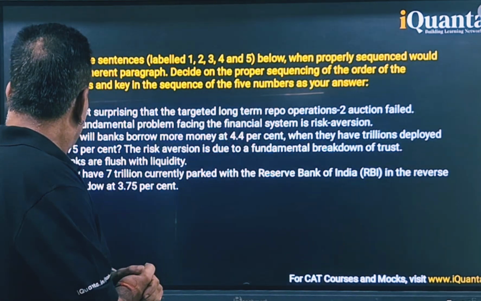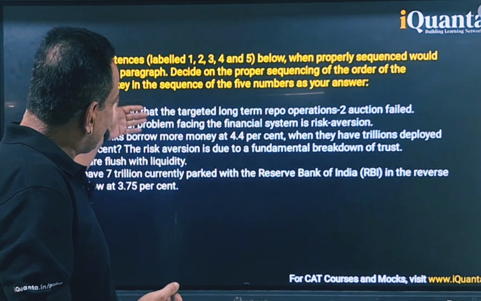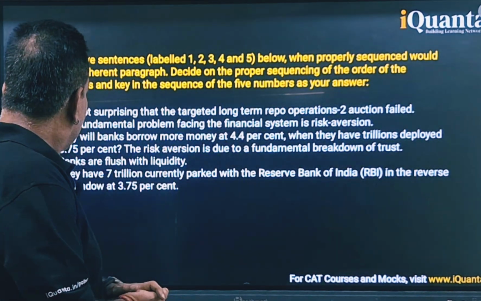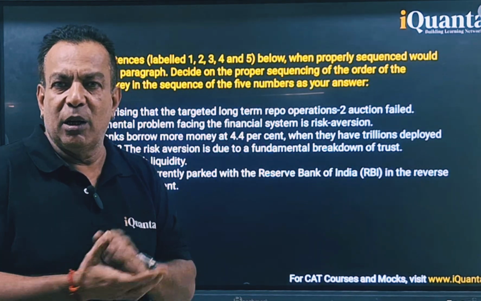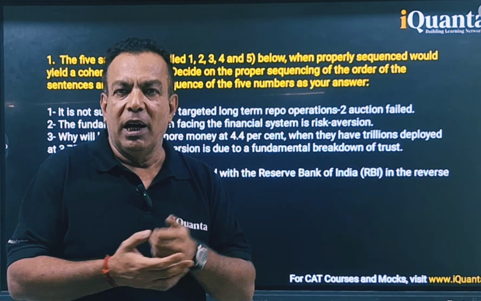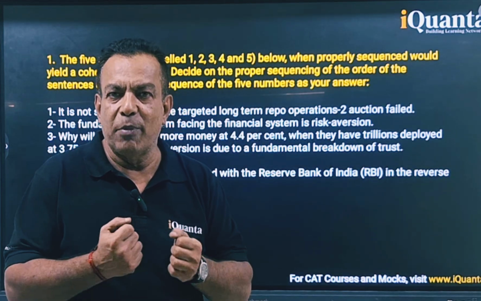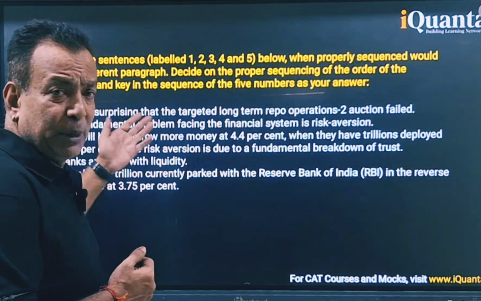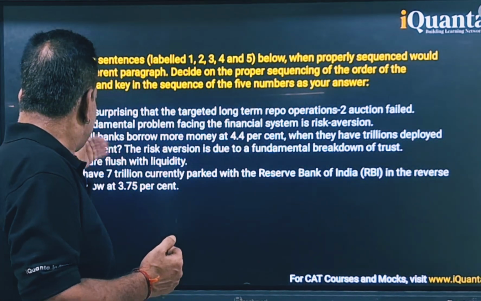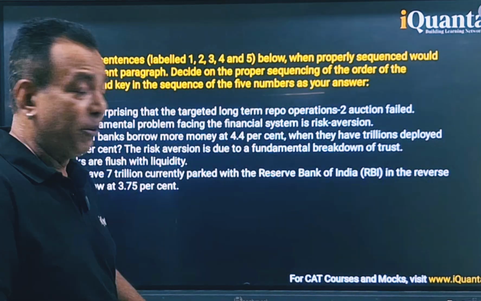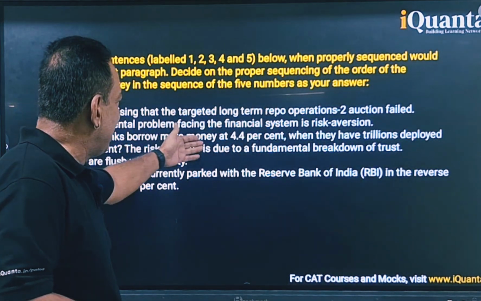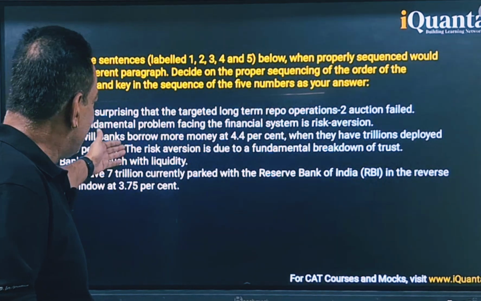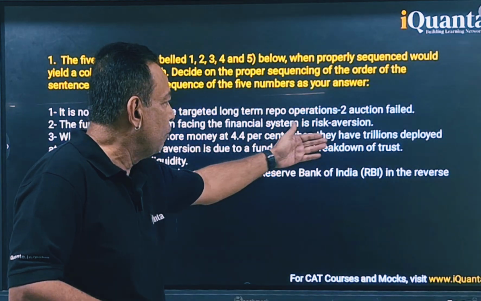The next sentence would be, it is not surprising that the targeted long-term repo operations auctions failed. Because it's talking about the auction where the commercial banks bid to get loans from the Reserve Bank of India. And that failed, so there must be a reason for it. So we go to the next sentence, which describes the reason for it. Why will banks borrow more money at 4.4% when they have trillions deployed at 3.7%? Thus, risk aversion is due to fundamental breakdown of trust.